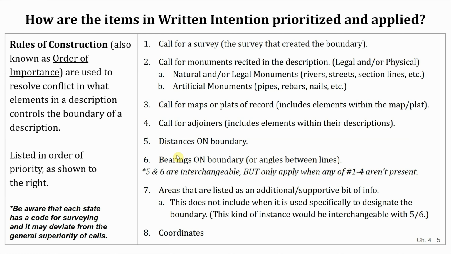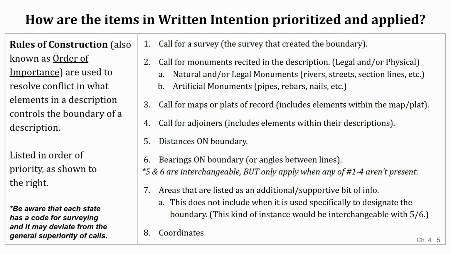Number 7 is a call for area, or I shouldn't say a call for area. It's just areas that are listed as additional supportive information. So this is applied when a description gives information for every line, and then at the end it says something like containing 43 acres more or less. If all of the foregoing information is not available, so items higher in the priority list, or if they're not agreeing with each other, if you happen to apply an adjustment to a line or a few lines that can create the listed acreage, then this rule can be applied.